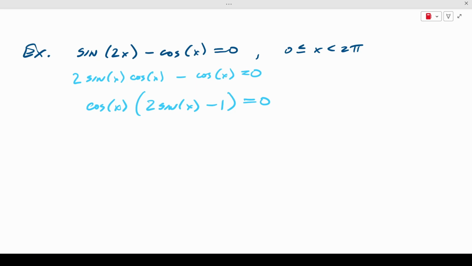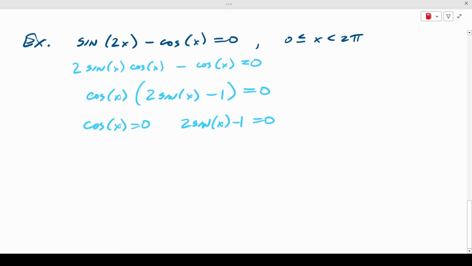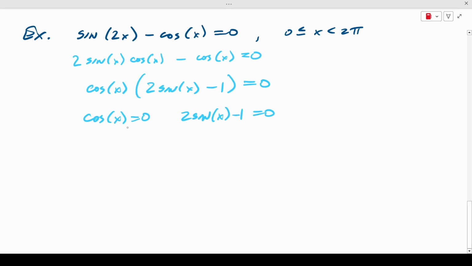And the only way for this to equal 0 is if cos of x equals 0 or 2 sine of x minus 1 equals 0. I could have used a dummy variable if I wanted to, but I don't need to, so I'm not going to. Okay, now cos of x equals 0. Pretty simple. We're going again over one revolution. So when is cos of x 0? Right here and here. Pi over 2. That looks like a face. And 3 pi over 2. If I needed to sketch it in, there it is.